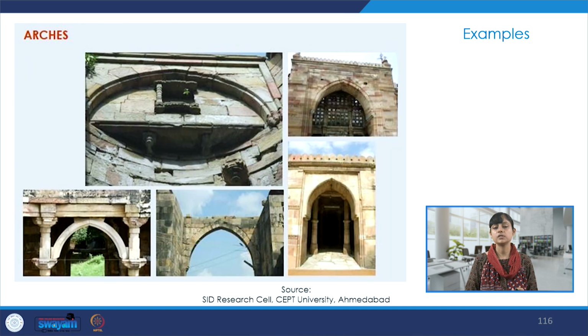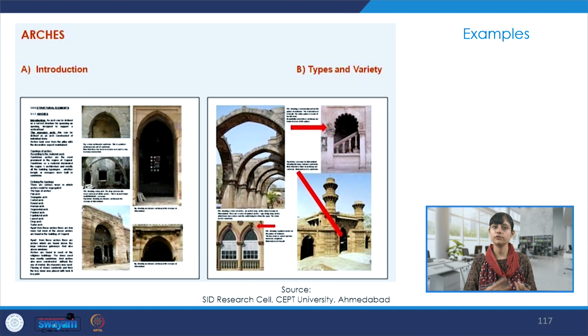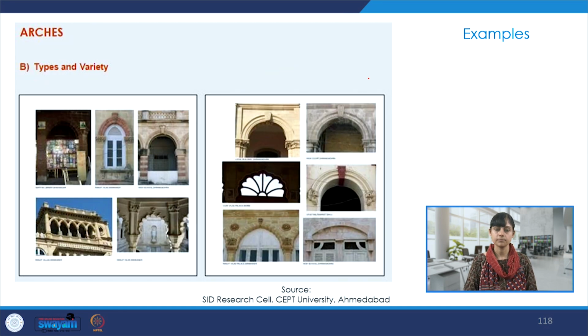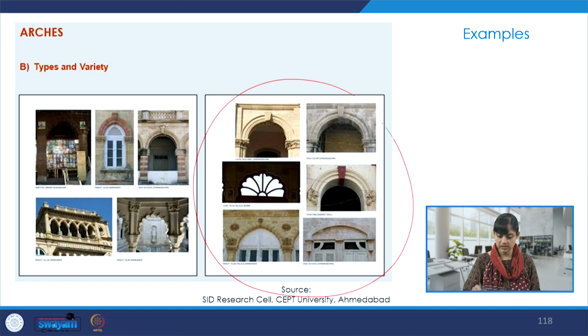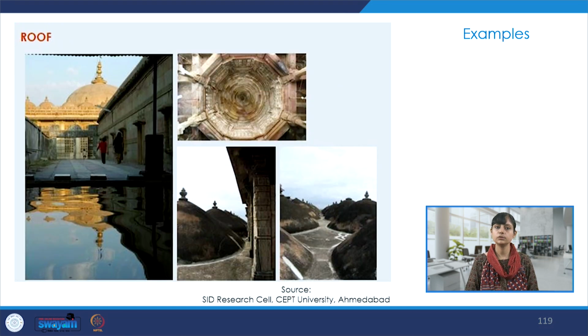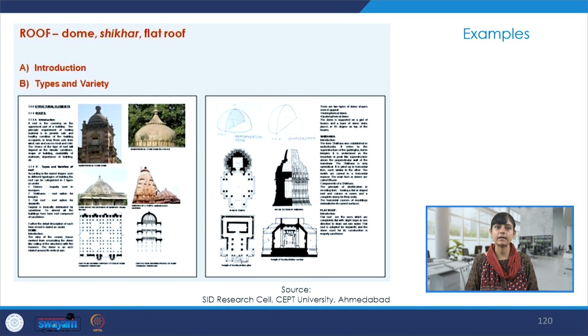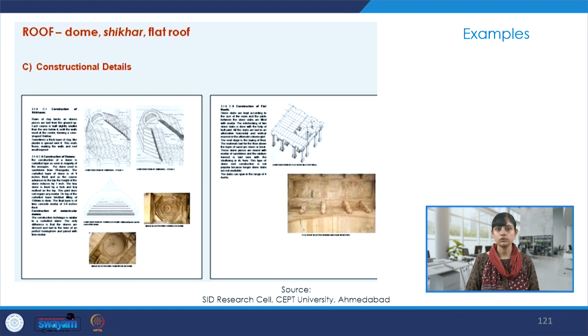Then different examples of arches, different forms, different ways they are joined. Again, we see the applications, and the different typologies in terms of form as well as structural system. The roof that we see over here, again, examples. There are examples of dome, shikhar, flat roof, all within the overarching umbrella of roof. Some more details about the construction of roof.